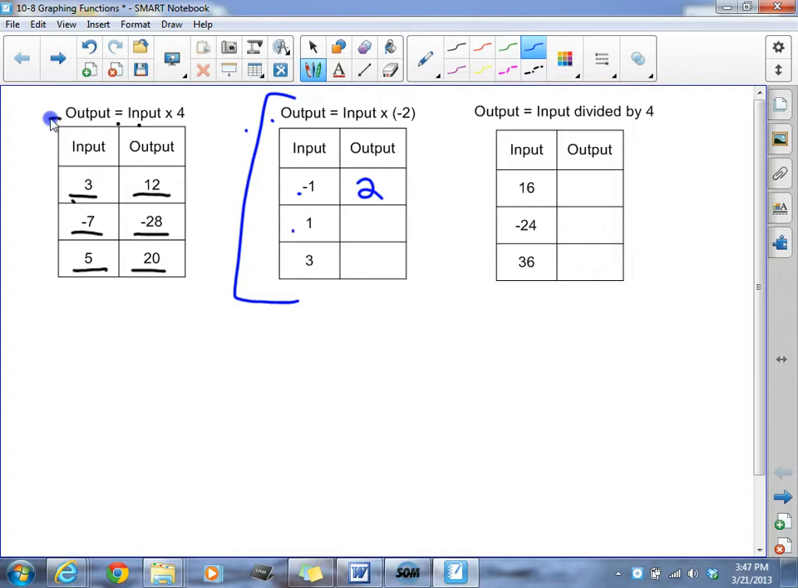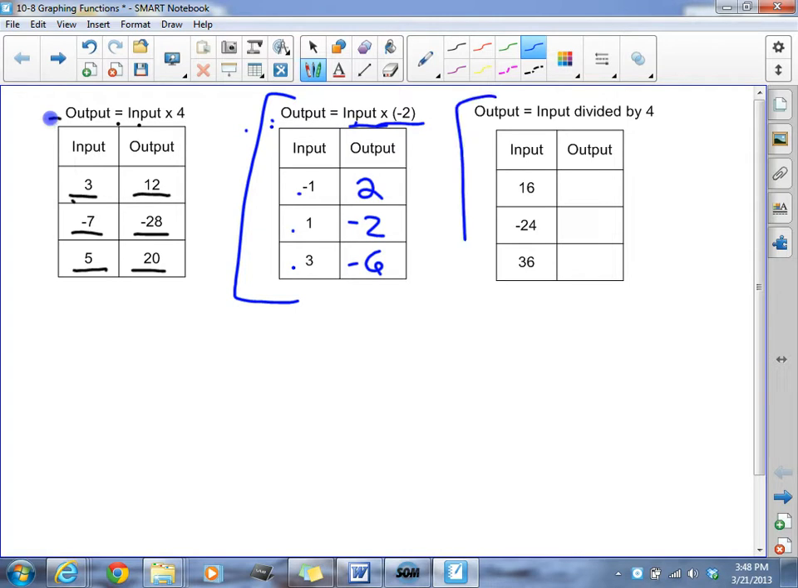Next one, 1 times -2. That's my input right there. I'm going to multiply times -2 and then get my output. So 1 times -2 is going to be -2. And then finally 3 here. 3 times -2 is going to be -6. So there you go, I have my function table right there. I simply followed my function and got my table.